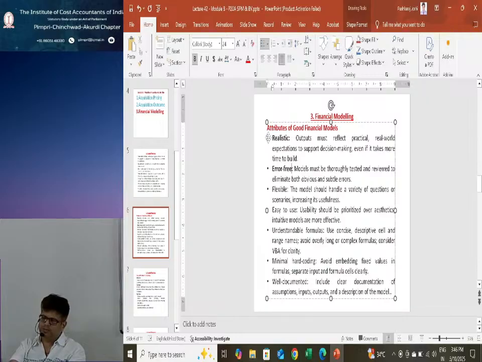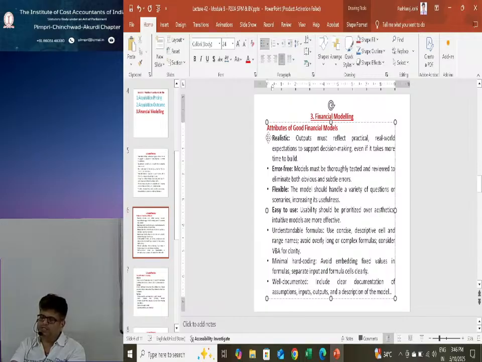The second attribute of a good financial model is that it should be error free. Models must be thoroughly tested and reviewed to eliminate both obvious and subtle errors. So there should not be any mistakes. Third attribute is that it should be flexible. The model should handle a variety of questions or scenarios, increasing its usefulness. So in a way it should be so flexible that it should be able to calculate and forecast all types of what if scenarios and all types of permutations and combinations of financial forecasting.